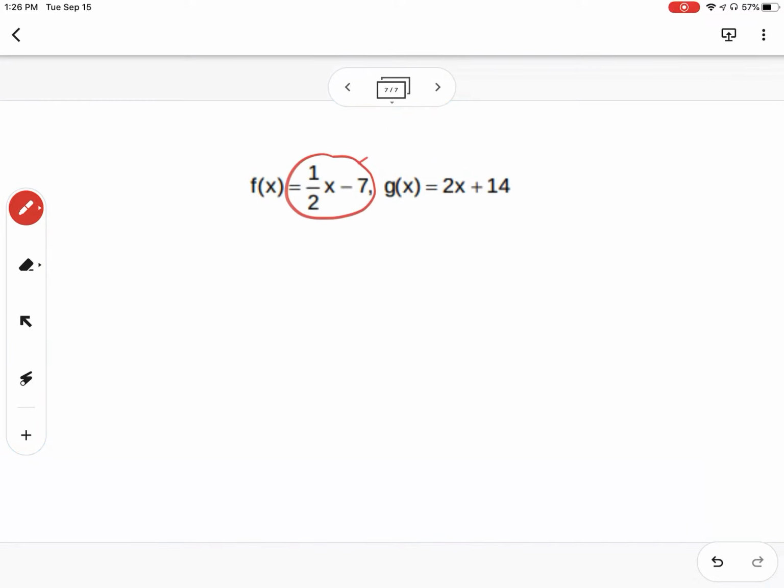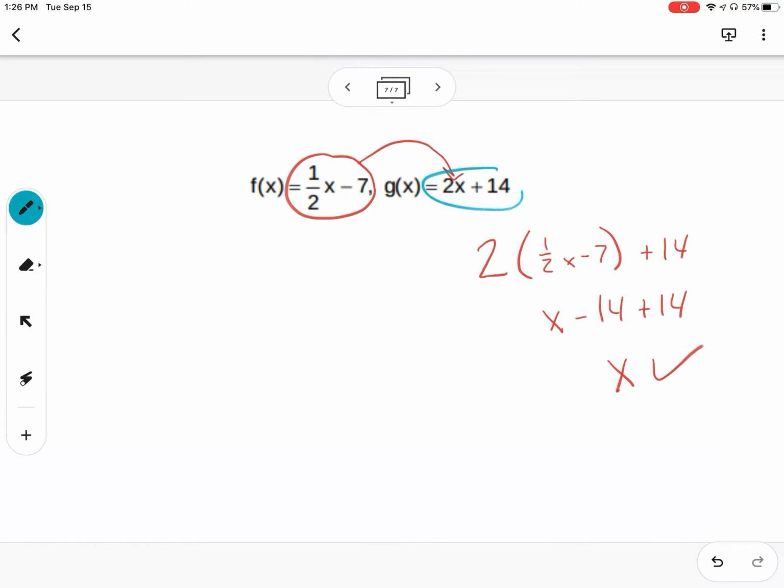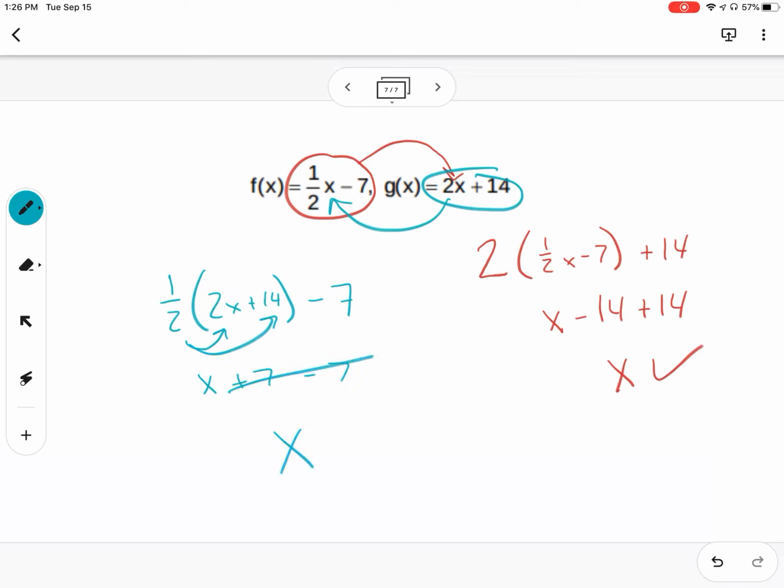And one more example. First plug the f into the g: 2 times (1/2 x minus 7) plus 14 would be 1x minus 14 plus 14. That one worked. Now plug this one over there: 1/2 times (2x plus 14) minus 7. That's x plus 7 minus 7, which is x. So these are also inverses. They both came out to be x.